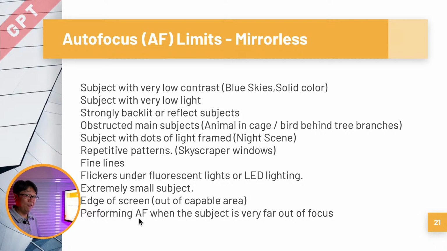When we perform AF, autofocus, the subject is very far from the focus range, or is very far out of focus. So what does that mean? For example, you are focusing on something very close now, and then you focus on something relatively far away, and at the same time there may be a blue sky and a bird flying in the sky, and that will be very difficult for it to find. First of all, the blue sky is very low contrast, and the camera cannot really understand what the correct focus range should be.